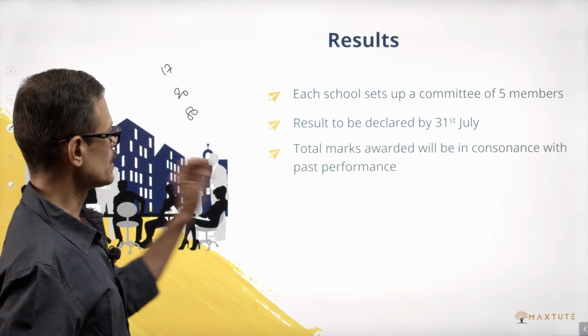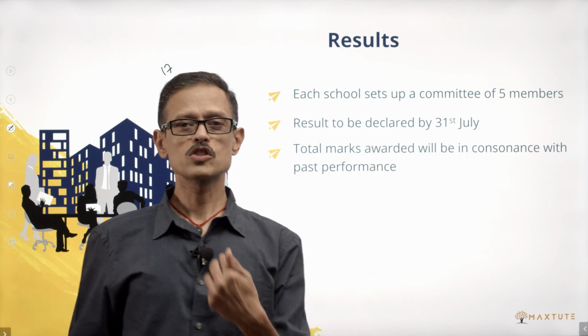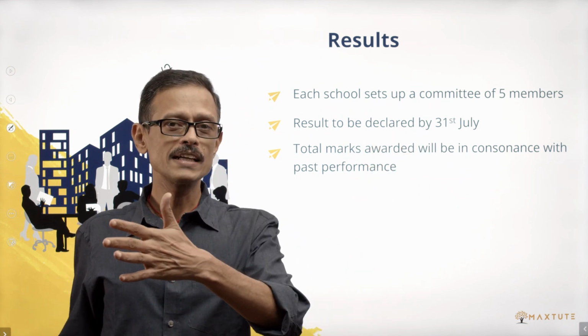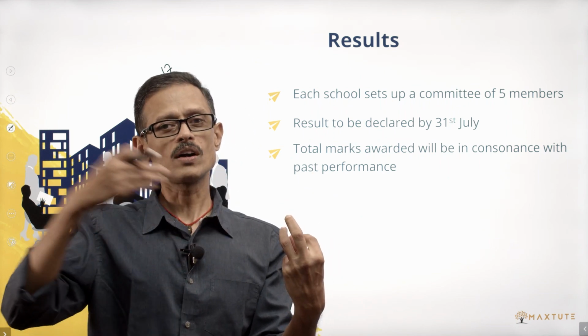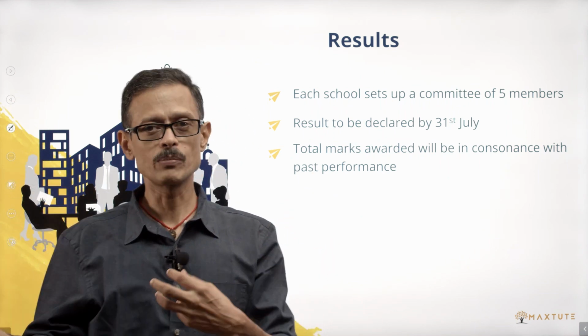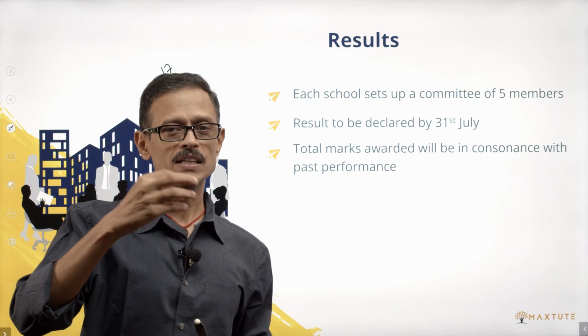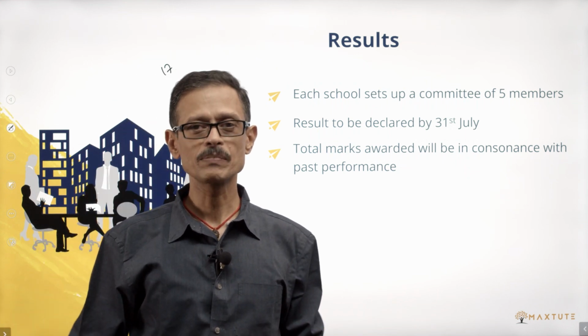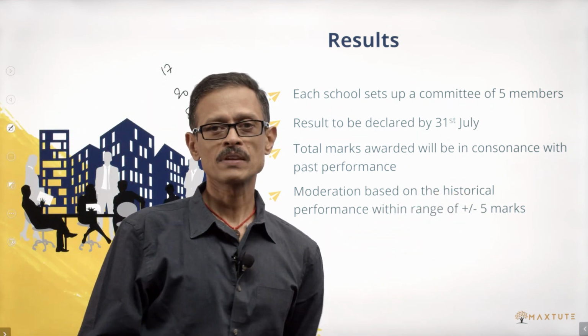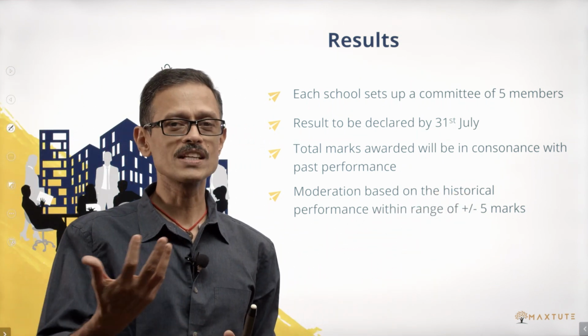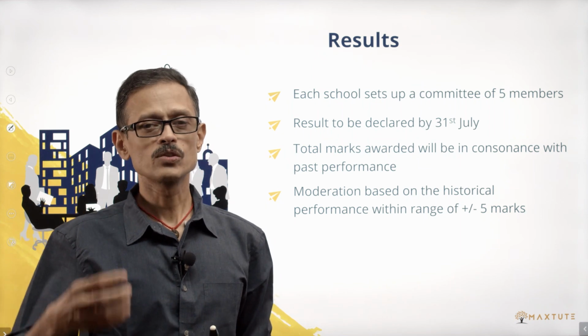The board has given them leeway, saying that the total marks have to be in consonance with how students who scored at the pre-board level in the past scored in the actual board. They have to scale it up or scale it down or moderate it accordingly. And the board has also kept leeway to moderate the marks plus or minus 5, because they do not want some schools to get overzealous and award too many marks either. So, the board will moderate it.